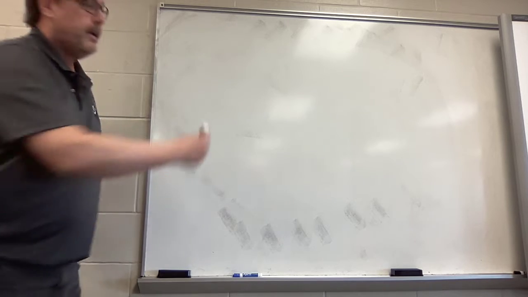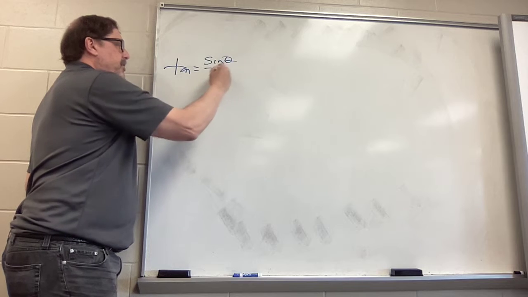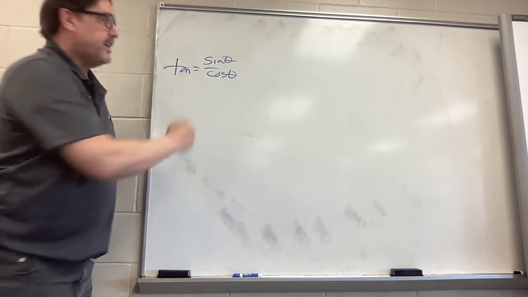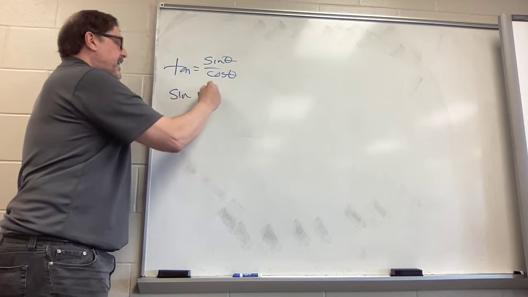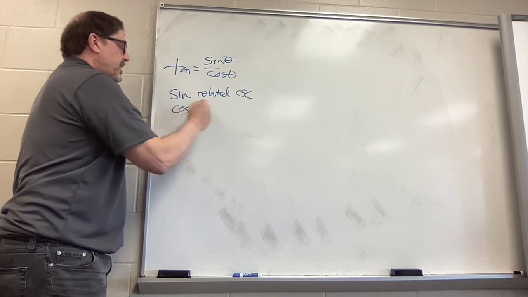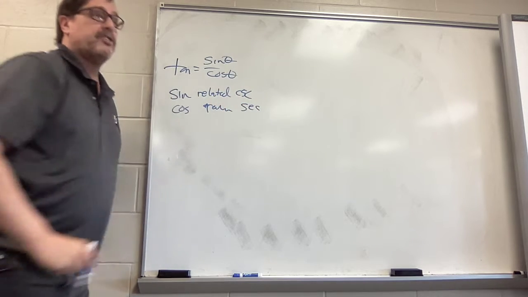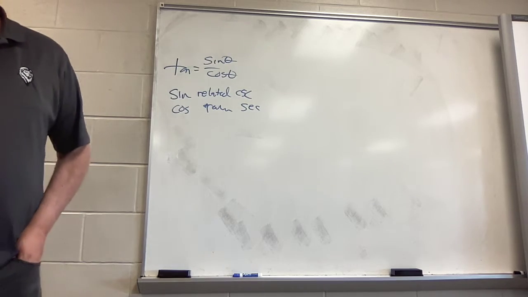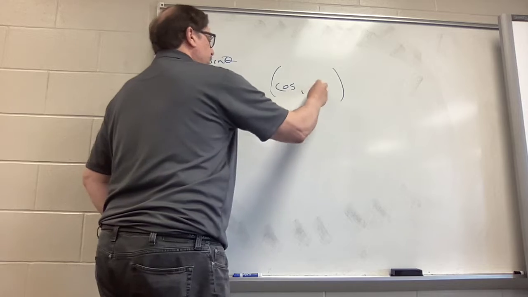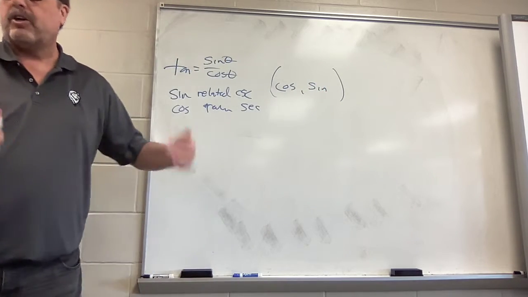On the test, it says tan is sine over cosine. You won't need to remember it. On the test, it says sine is related to cosecant. It says cosine is related to secant. So that is written on the test. You need to know cosine comes first, sine comes second. It's easy to remember, it's alphabetical order.